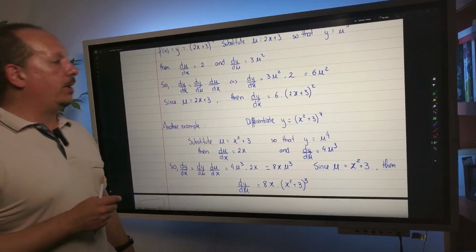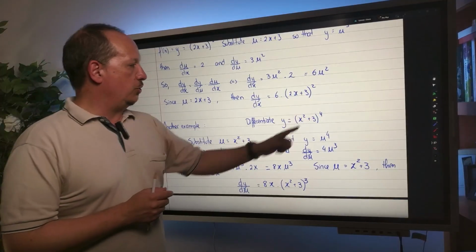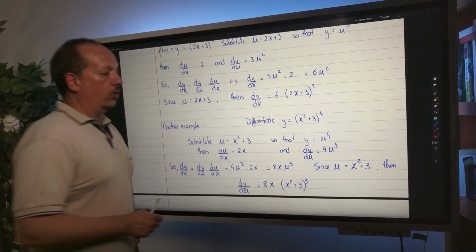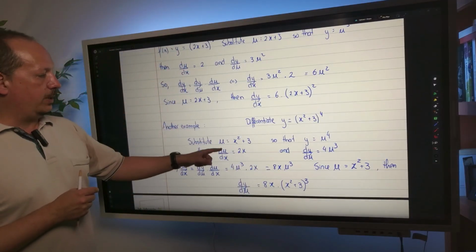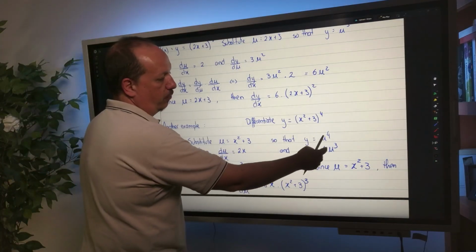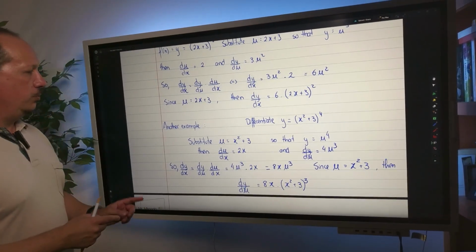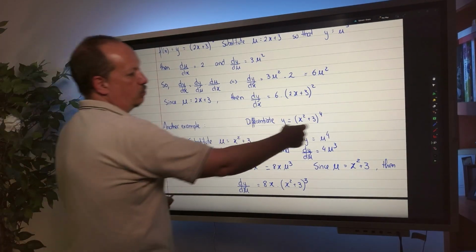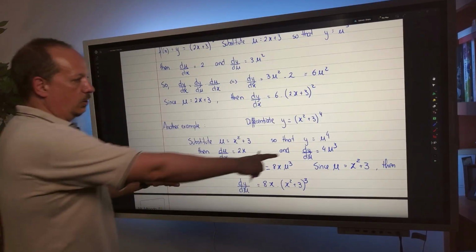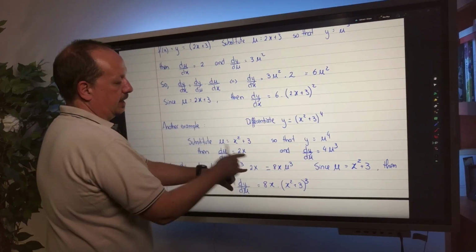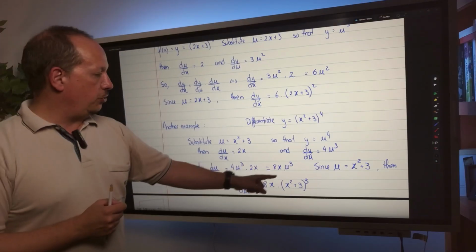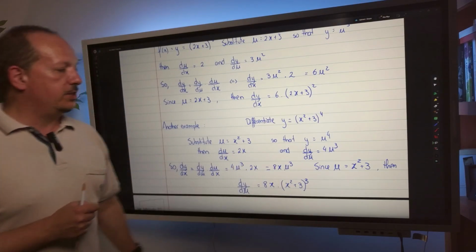x squared plus 3, to the power of 4. So your u is going to be x squared plus 3, and y is going to be u to the power of 4. Now differentiate u in relation to x, that's just 2x. Differentiate y in relation to u, that's just 4u to the power of 3, 4u cubed. So dy/dx, that's what you wanted to begin with. It's just going to be dy/du times du/dx. So that's 4u cubed times 2x, which is basically 8x u cubed. And then substitute u by what u is, which is x squared plus 3.